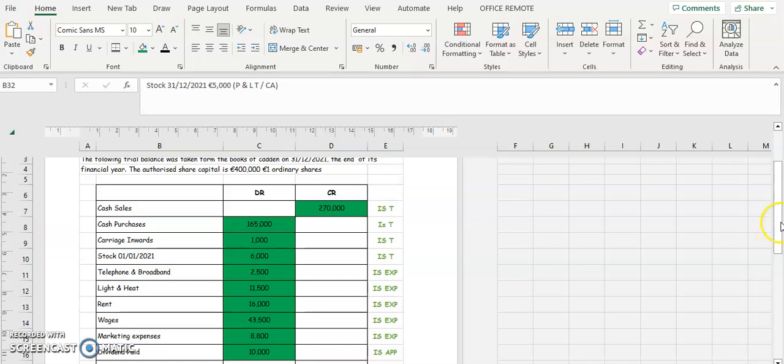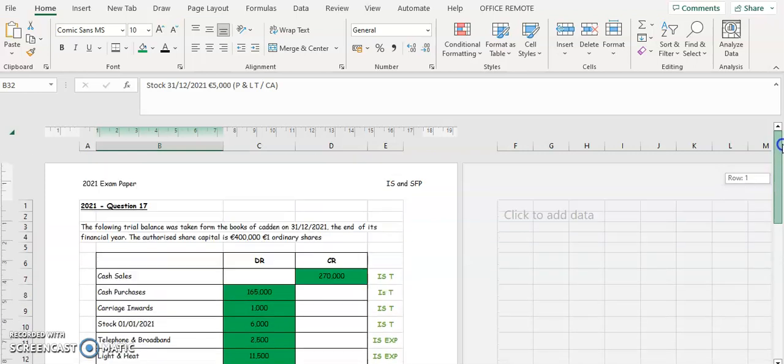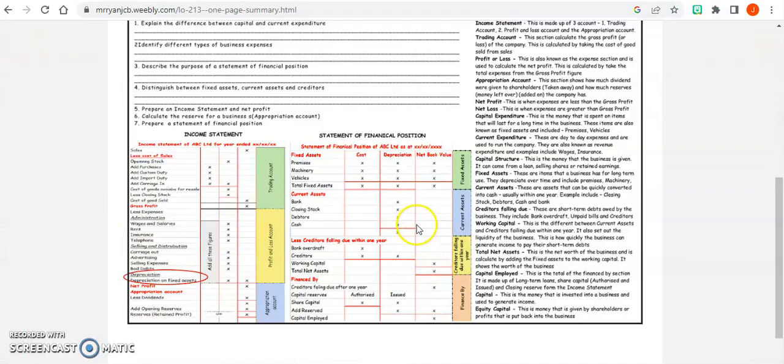Okay, so let's have a look at the income statement or the statement of financial position for the 2021 question 17 exam. So once again, before you even tackle this question, you need to know the layout of the statement of financial position. So there's four headings: fixed assets, current assets, less creditors falling due within 1 year, and then you got your finance by. Fixed assets are long-term assets that we have for over 1 year.